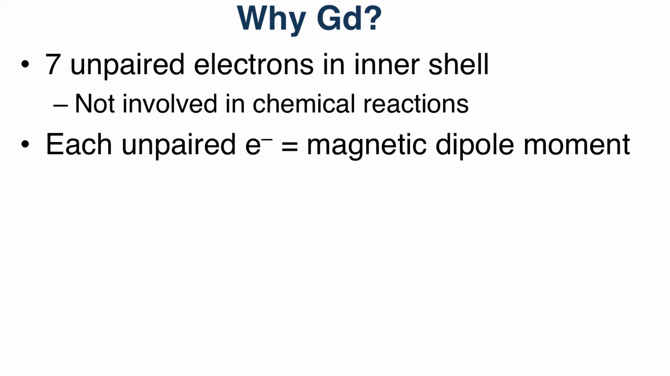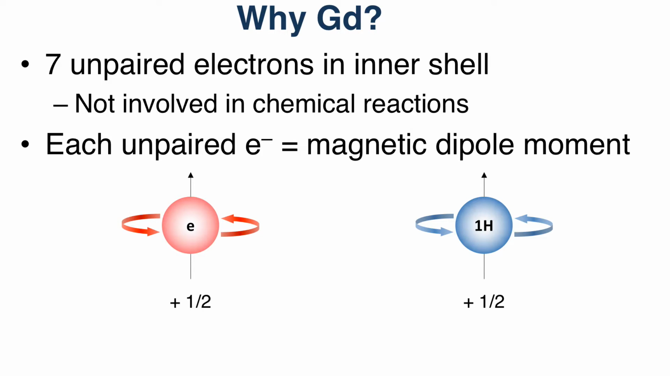Well, remember that protons are magnetic dipoles. Turns out that each unpaired electron also has a magnetic dipole moment. So just like a proton has a magnetic dipole moment, an electron has a magnetic dipole moment because protons have spin and electrons have spin. And their spins are the same. But protons are much, much bigger than electrons.